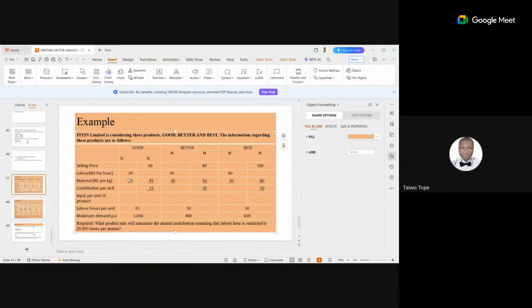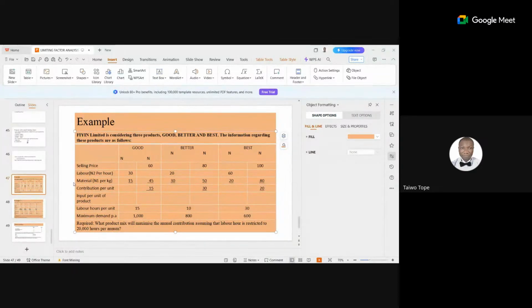Now, for better, the overall labor rates spent 20 naira, and for 1 hour, we are incurring 2 naira per hour. So how many hours overall do we use to produce 1 unit of better? It's 20 divided by 2. You have 10. In this question, they've given it to us. In most questions, it will not be given. So now, for best, labor, we incur 60 naira to produce 1 unit of best. And for 1 hour, we are incurring 2 naira. So how many hours is used overall to produce best? It's 30 hours. Take note of that.